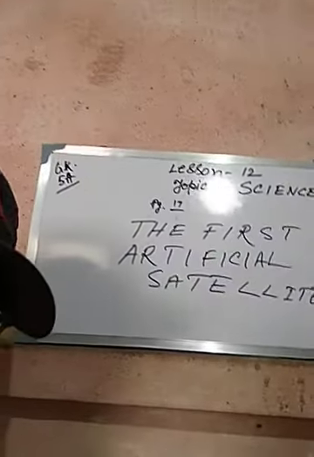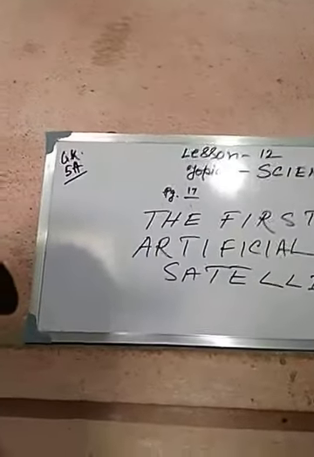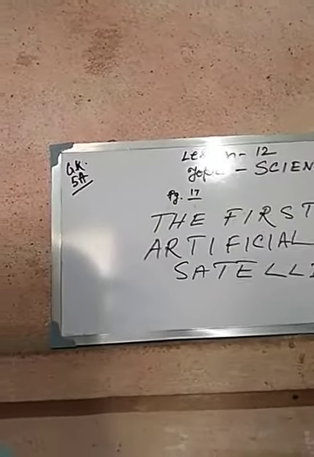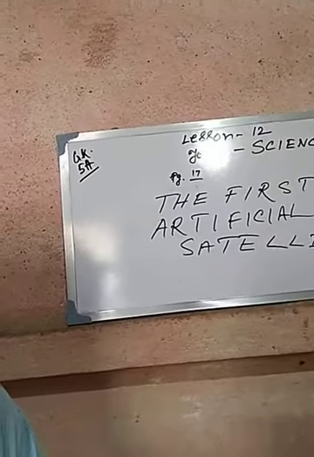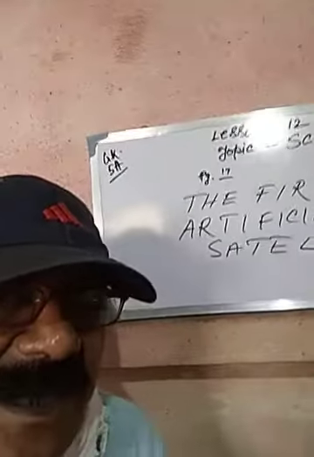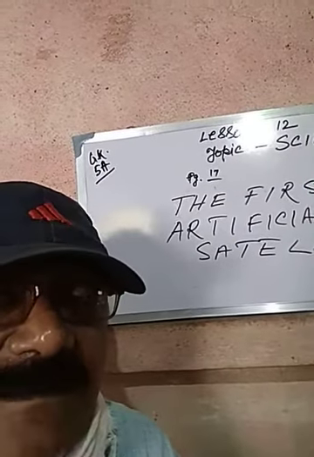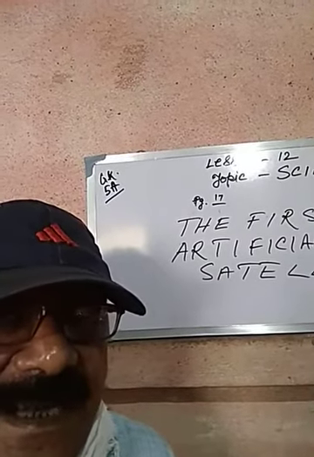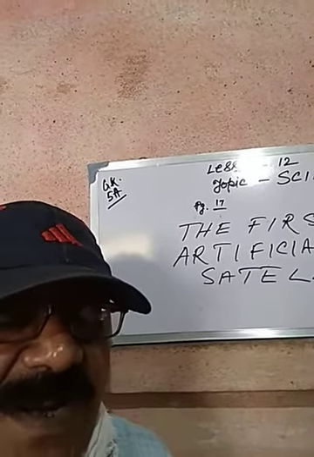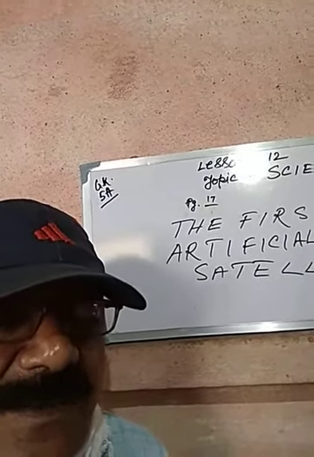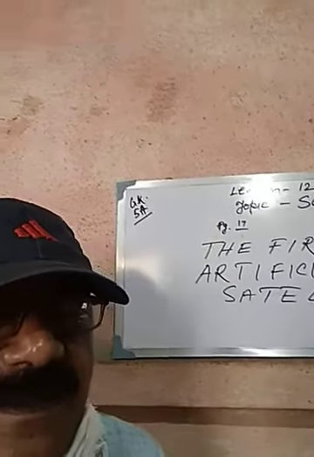sent by Russia in the year 1957. Russia sent one artificial satellite in the year 1957. This satellite is our first artificial satellite sent by Russia. What is the name of the first artificial satellite? Sputnik 1. This was the beginning of space travel.